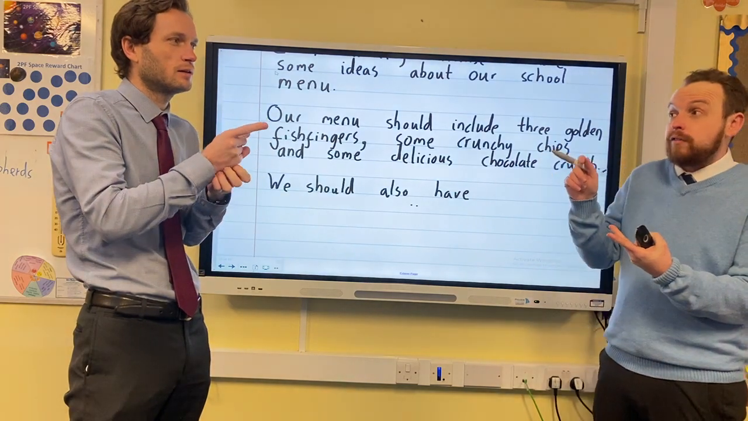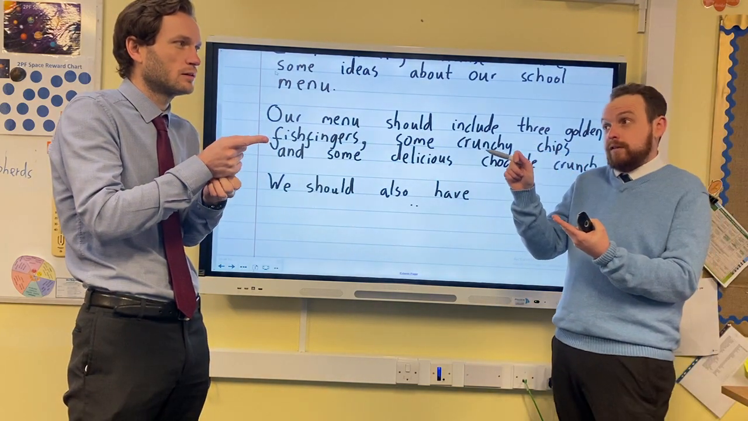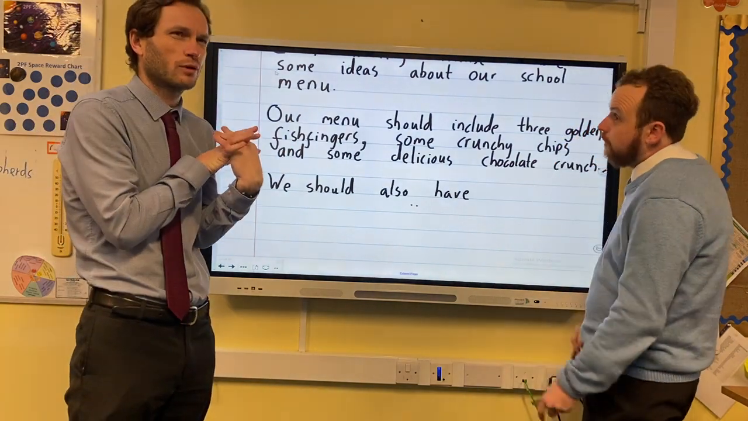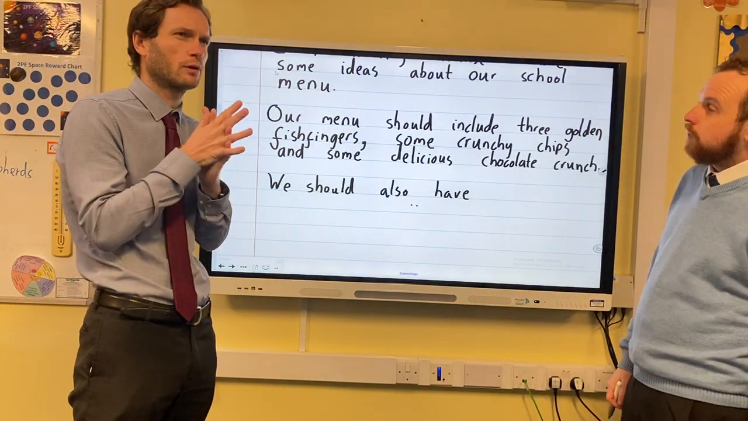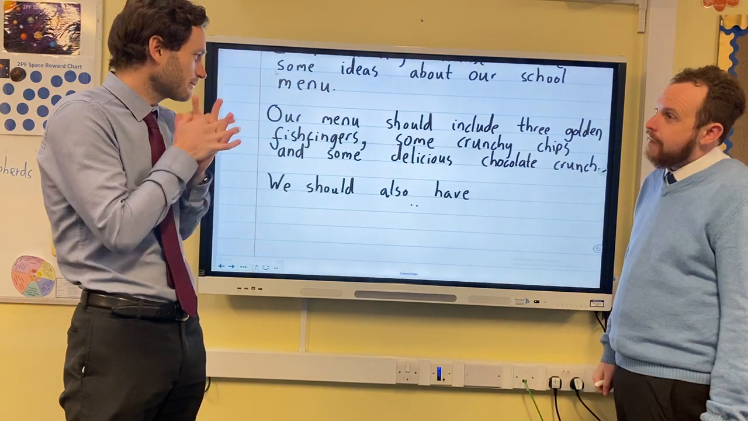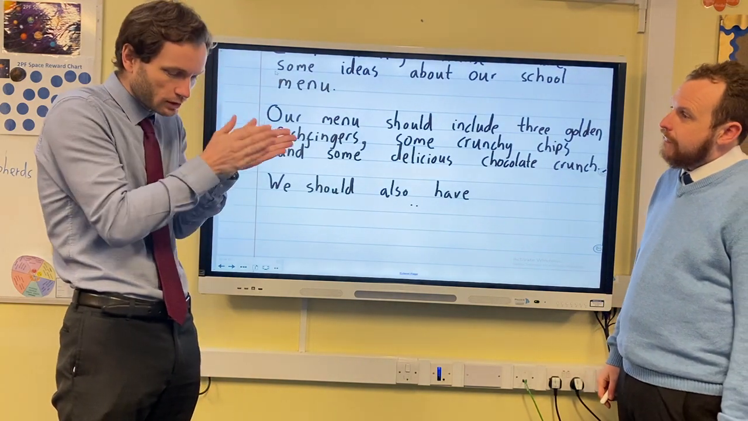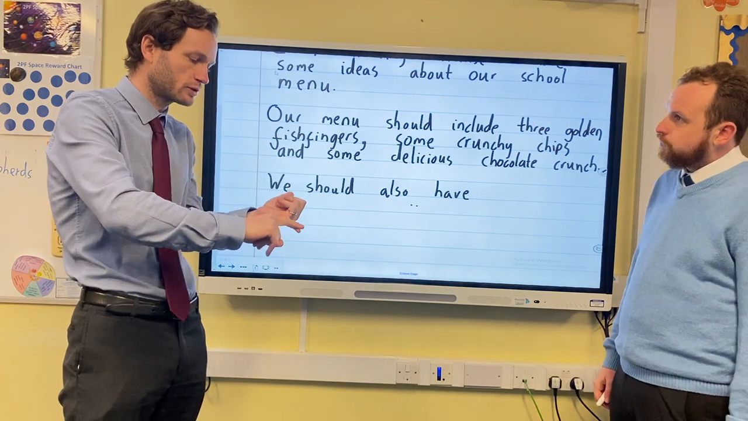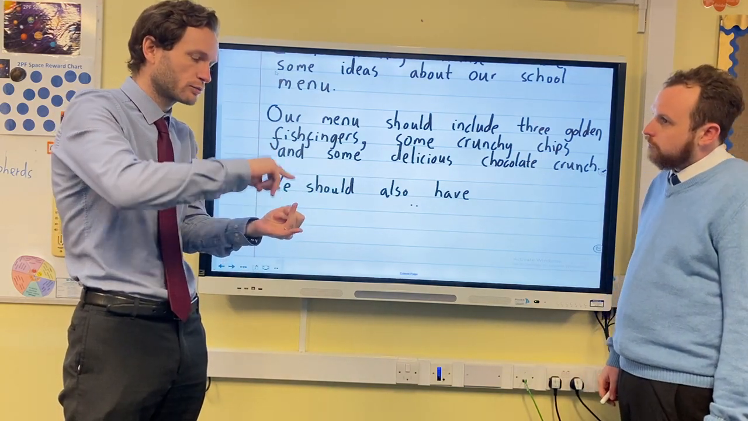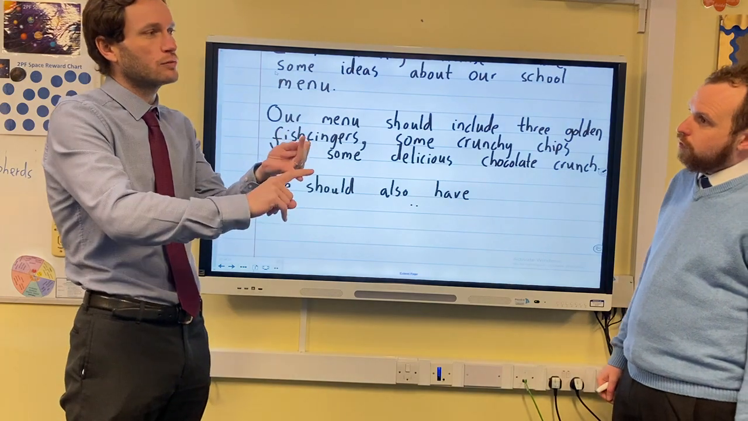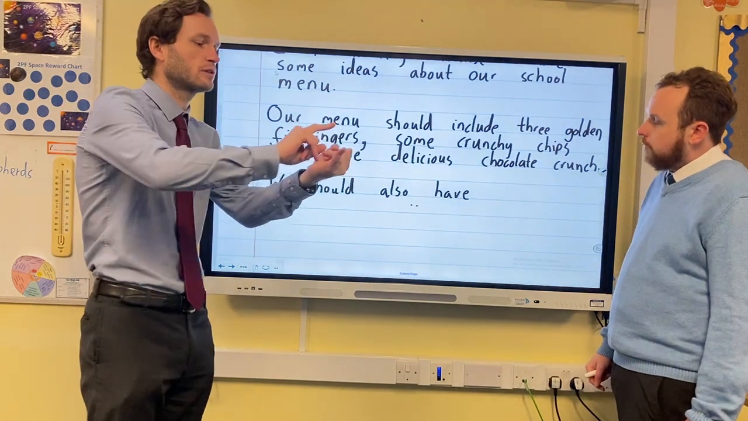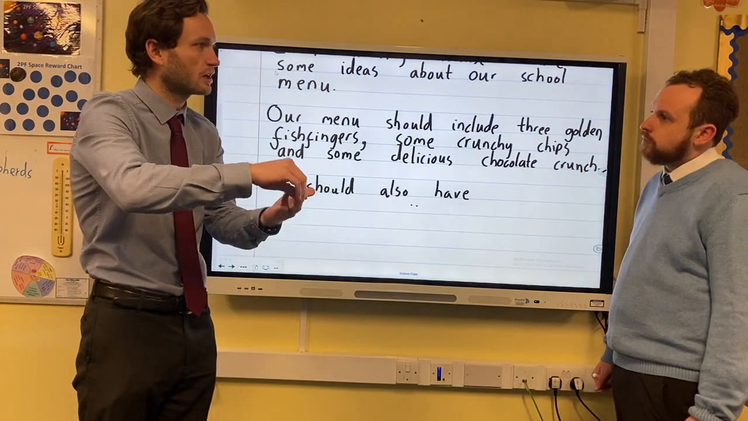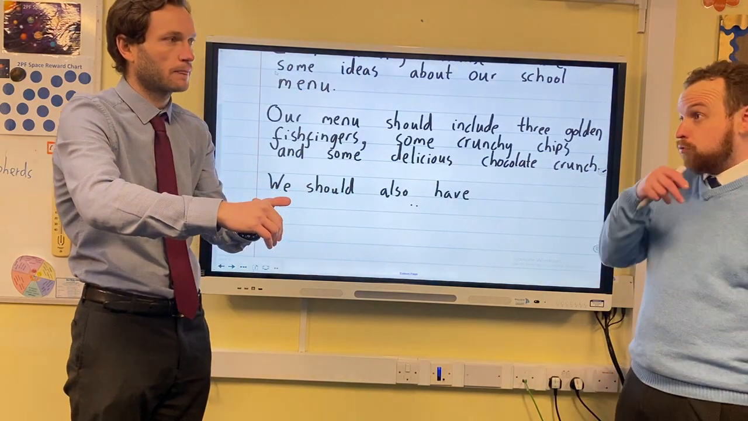Now if I'm having soup, you know what I want with it, don't you? You want your crusty bread. I want my crusty bread. I want my apple crumble. Okay, let's go for some warm soup, crusty bread, and then let's think of a dessert to go with that. Apple crumble, that would be good.